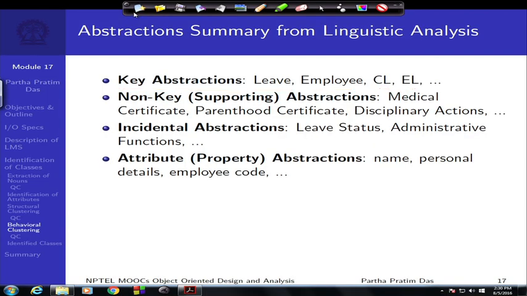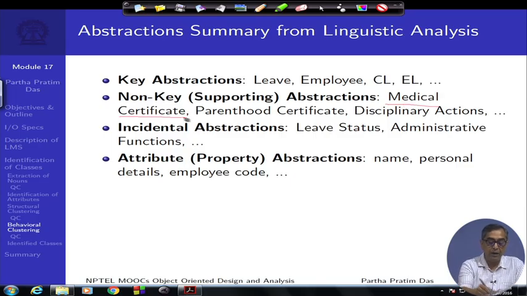And there are a few others which are supporting, non-key abstractions, such as medical certificate. If a lady employee needs to go for maternity leave, she needs to produce a medical certificate. So, that is an abstraction, but a non-key abstraction, because we do not find many references to medical certificate. We do find another reference in terms of sick leave, but we do not find too many of them. So, we probably would not like to put it as a key abstraction, and that is a judgment choice. Maybe some of you would like to make it a key abstraction, but probably I will not make it at this stage.